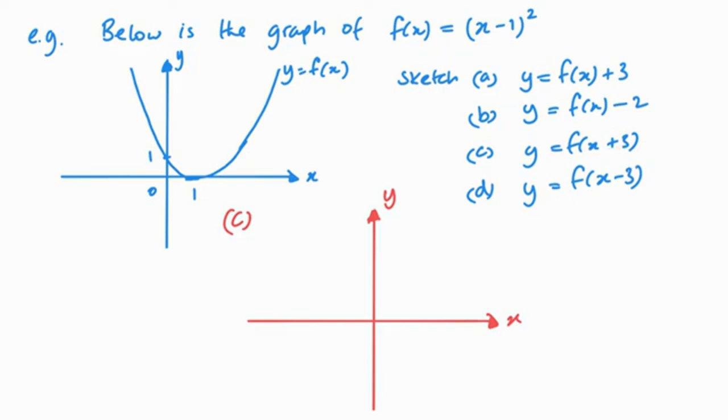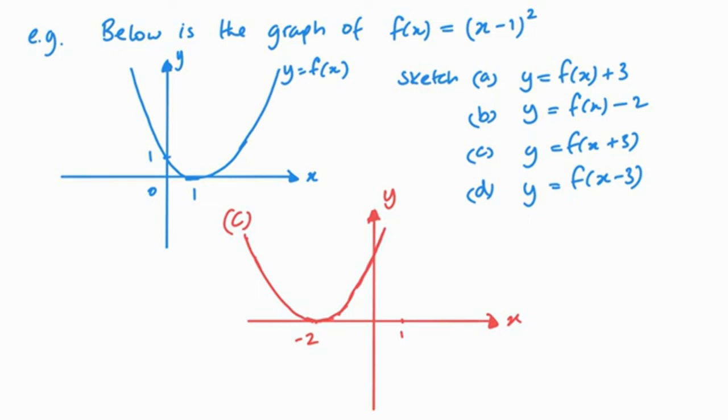So if I'm moving 3 to the left, instead of being at 1, moving 3 to the left means I'm going to be at minus 2. And that's where my graph needs to be drawn. It's going to hit that minus 2, and then it's going to draw there. Okay, and that's pretty much it done.